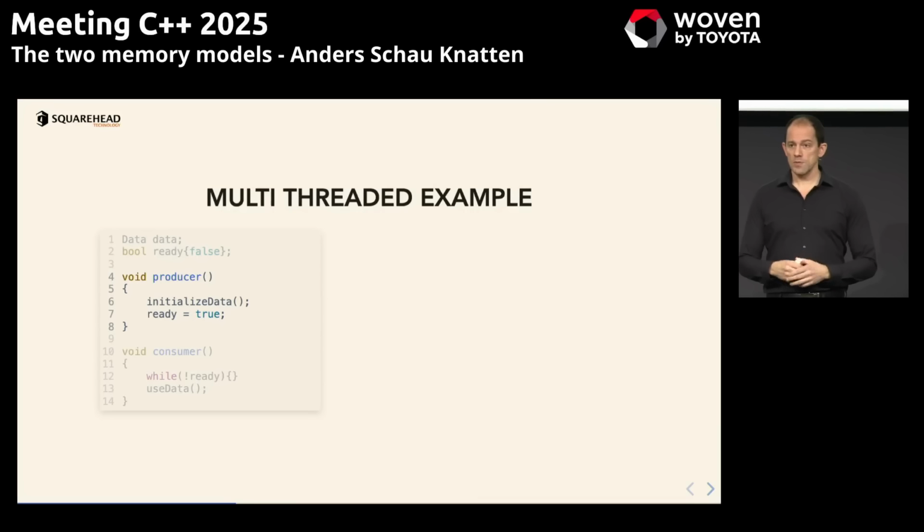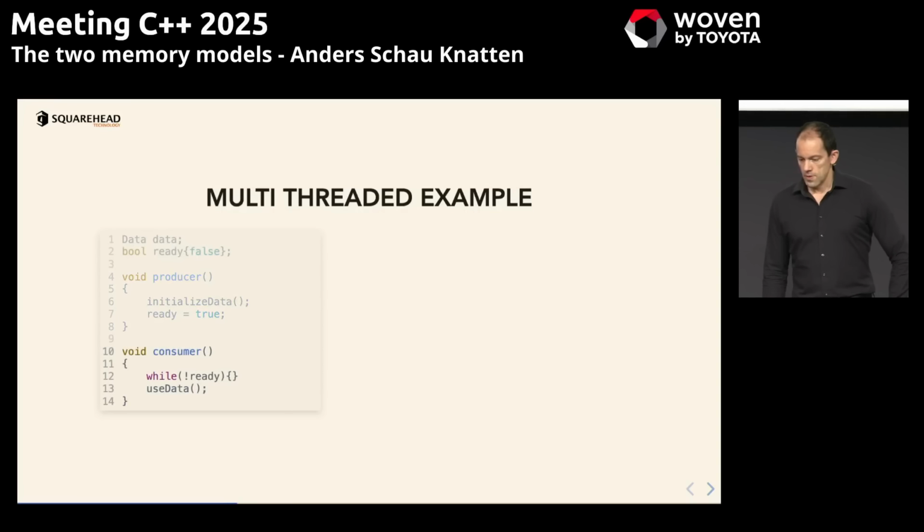Then I have a producer function which will run in my producer thread. It's going to initialize all the data, and then it's going to say ready equals true. Now all the data has been initialized. In the consumer, I'm just going to spin lock. While ready is false, I'll just loop around, waiting for ready to become true. And eventually, ready becomes true because the other thread wrote it, and I can use the data. Does this work?